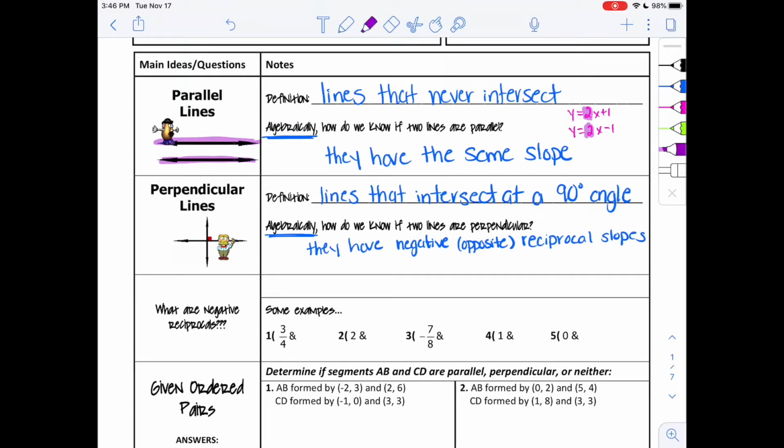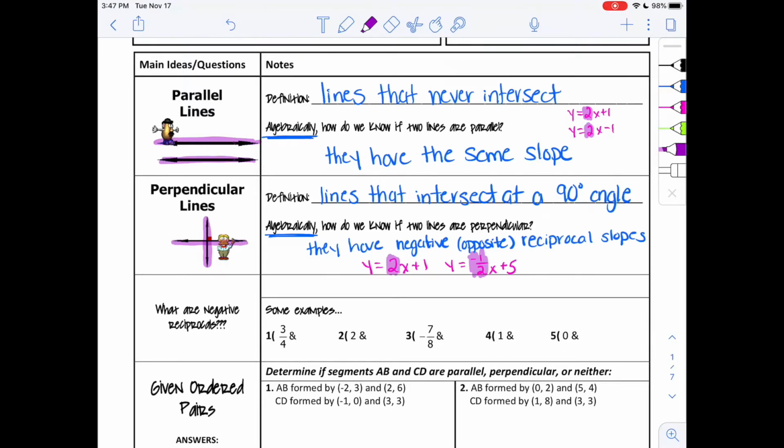So again, to the left, you can see visually that these two lines are perpendicular because they cross at a 90-degree angle. If I were to look at the equation y equals 2x plus 1 and y equals negative 1/2 x plus 5, simply by looking at these equations and comparing the slope, so 2 and negative 1/2, 2 and negative 1/2 are opposite reciprocals. So I know that these lines, just by looking at the equations, are perpendicular.